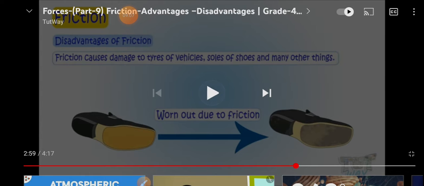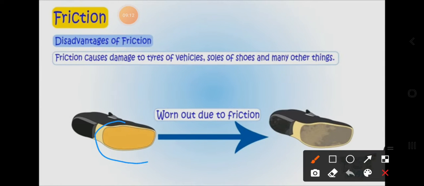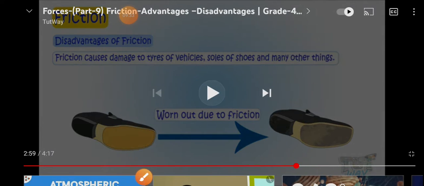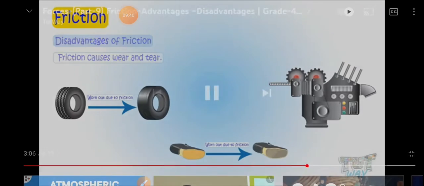and many others. So here you can see, children, the new shoe sole is good. But when you keep on using it, due to the friction between the shoe surface and the road, the entire sole is gone. When the sole is gone, it completely becomes a smooth surface. Smooth surface means less friction. If there is less friction, we will skid. So friction causes wear and tear. Now let's learn how we can reduce it.